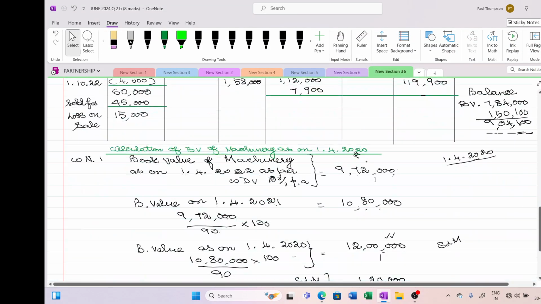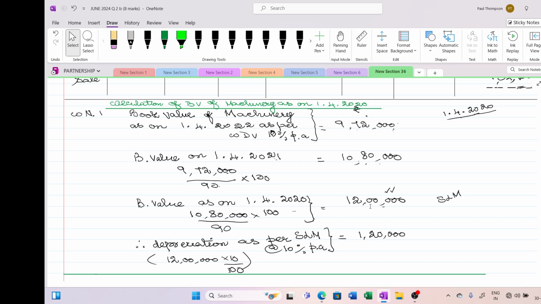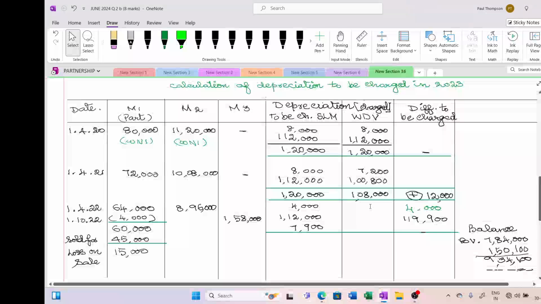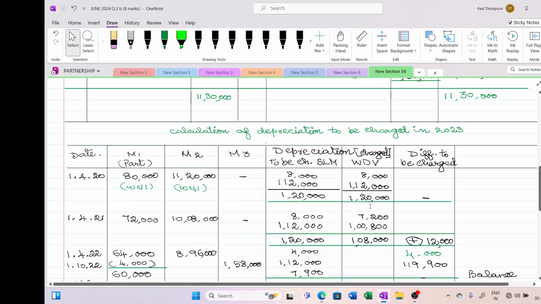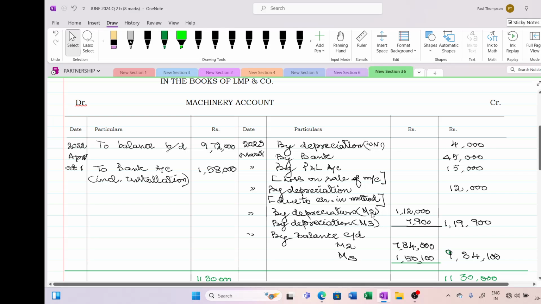One thing, you have to work back to arrive at the machine value as on 1/4/20, because they have given the balance as on 1/4/22. And the second thing is that the depreciation is to be changed with retrospective effect. Of course, I may give grace marks or whatever they decide. We will see later. Okay.